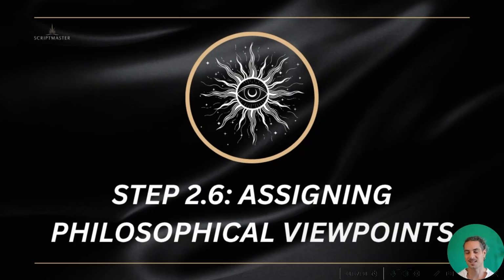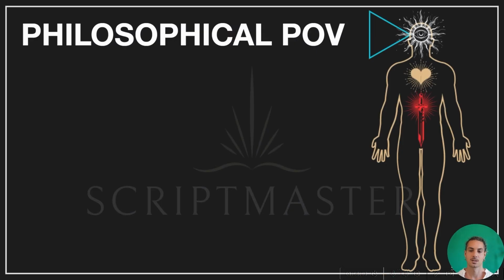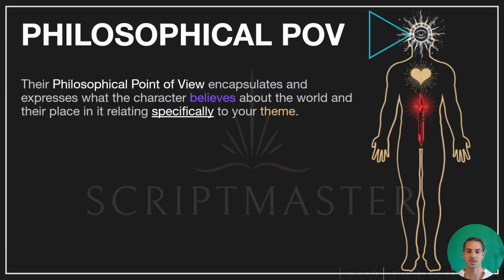Welcome to the next step, where we're now going to be diving into how you can assign philosophical viewpoints to your characters so that their decisions and actions throughout your story show an active debate in conflict, articulating your theme in action. So when we talk about the philosophical point of view in your character, it's encapsulating and expressing what the character believes about the world and their place in it, but now, rather than just themselves and the world, it's got to relate specifically to the theme.